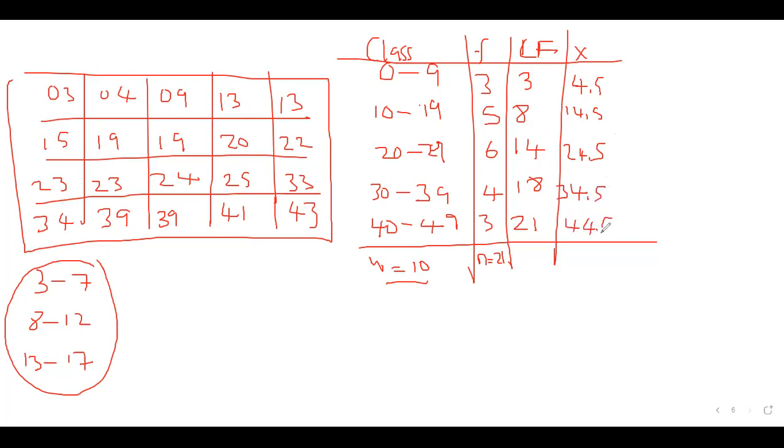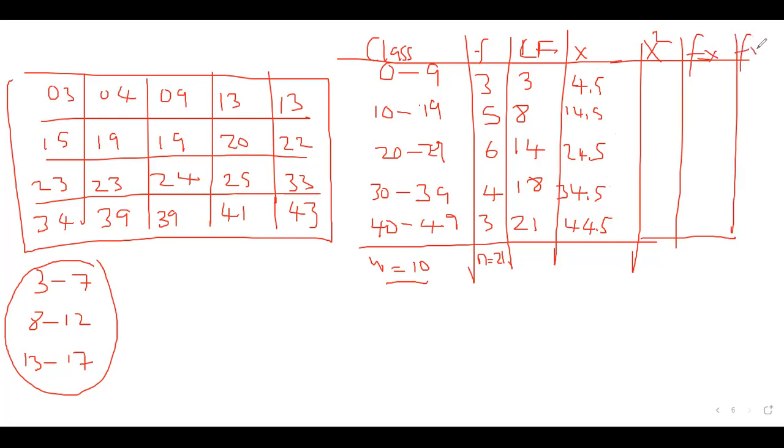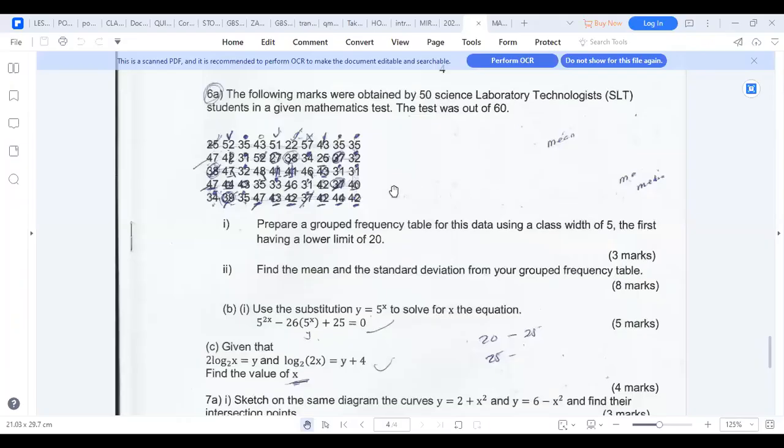Then what next you do? You square this. All right. You get the values. Then what next you do? You find the f of x and f of x squared. Then you need to find the mean and the standard deviation for the grouped frequency. So I don't want to confuse you. Exactly what I've mentioned in here is how I want you to do this.